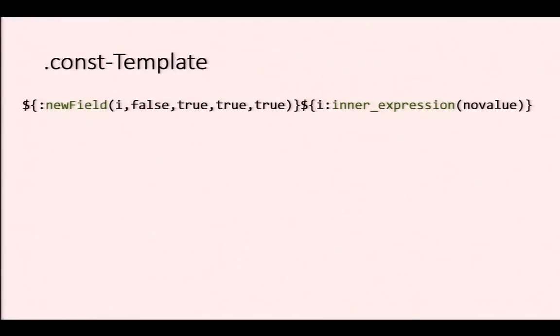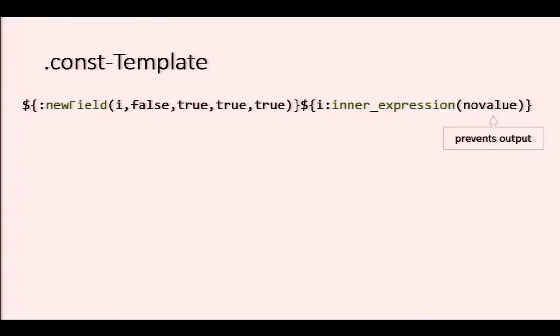This is a more complex one. I would like to show it anyway, because it shows the power of Postfix Code Completion. As you see here, the new field variable accepts more than one parameter. Basically, we can specify, should it be public or private? Should it be static? Should it be final? Or whether we would like to initialize it directly.